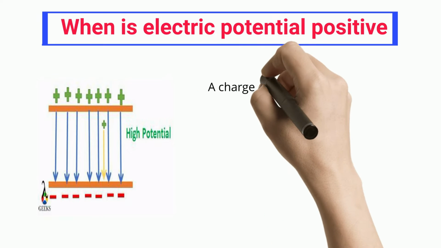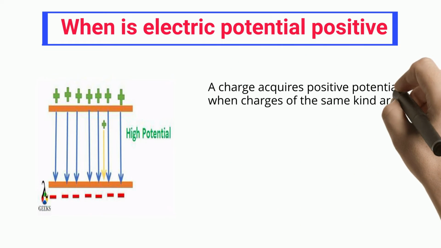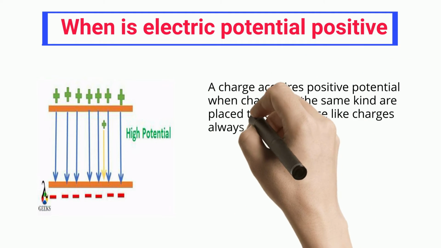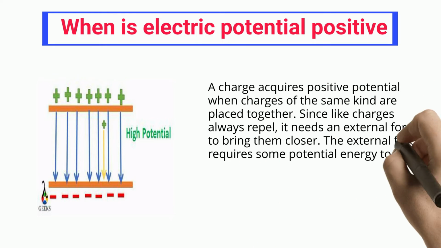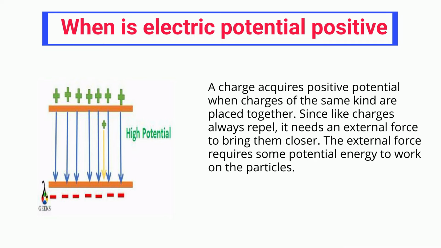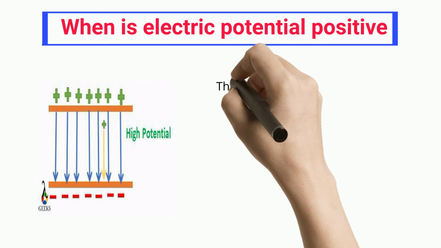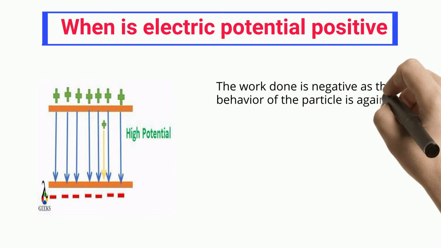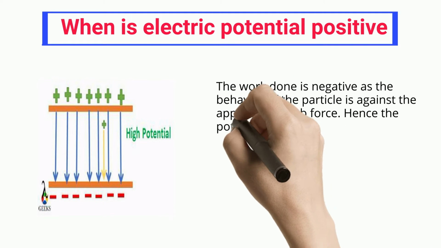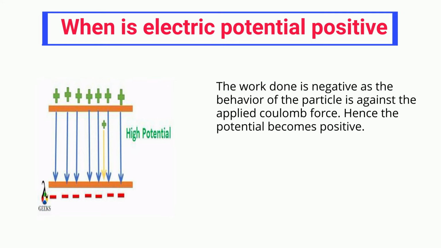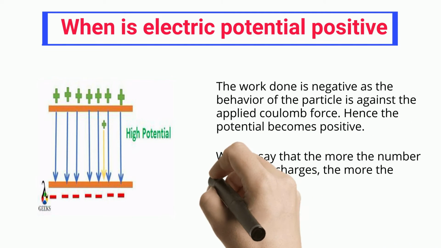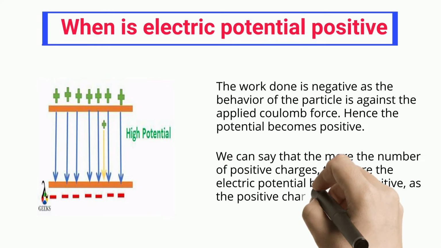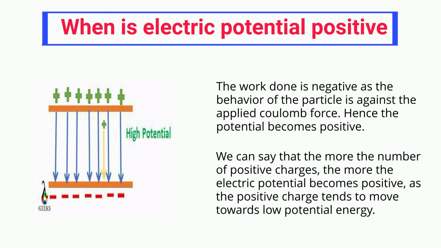When is electric potential positive? A charge acquires positive potential when charges of the same kind are placed together. Since like charges always repel, it needs an external force to bring them closer. The external force requires some potential energy to work on the particles. The work done is negative as the behavior of the particle is against the applied Coulomb force. Hence the potential becomes positive. We can say that the more the number of positive charges, the more the electric potential becomes positive, as the positive charge tends to move towards low potential energy.